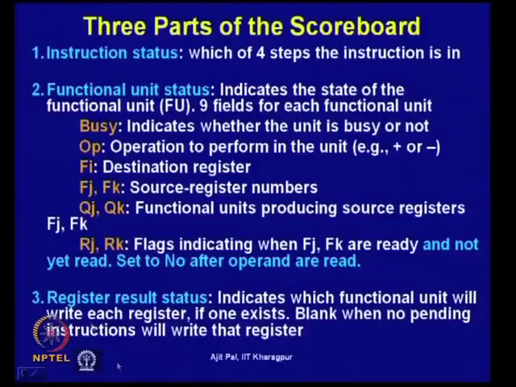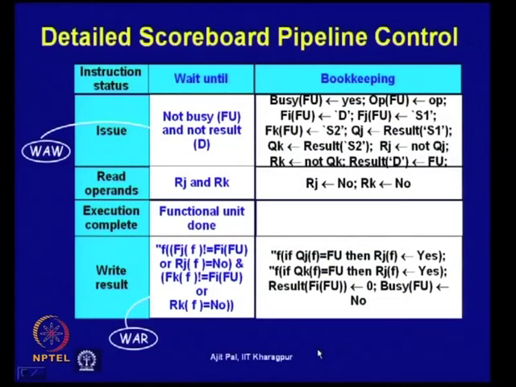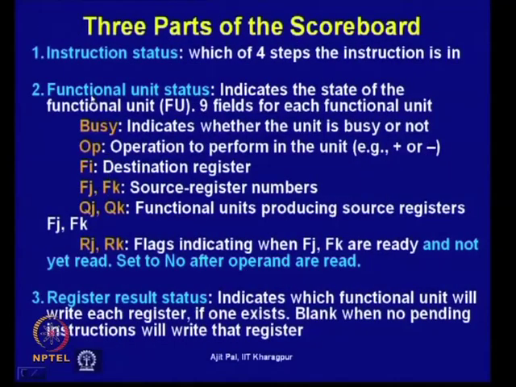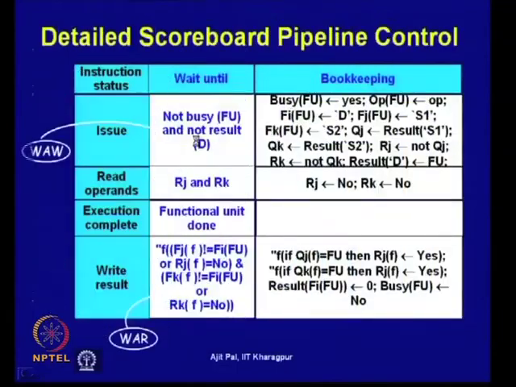So, this is the database that is maintained, and this is the detailed scoreboard pipeline control. This is the instruction status, and it will wait until functional units are available and results are available. Only when functional units are available and results are available are instructions issued. And the various bookkeeping, that means maintaining the flag bits, is shown here.